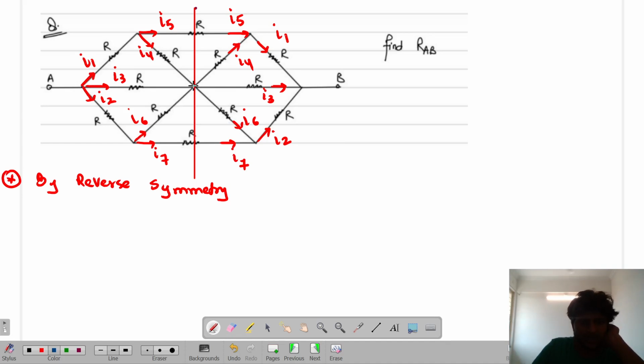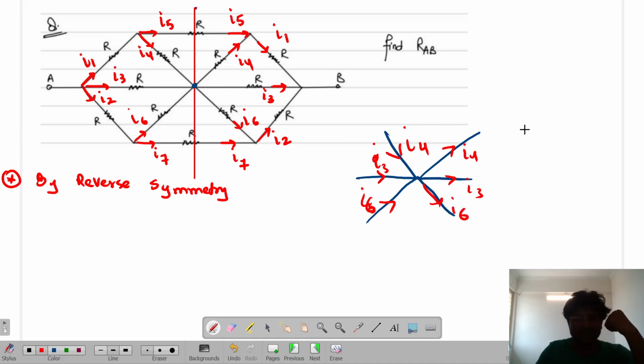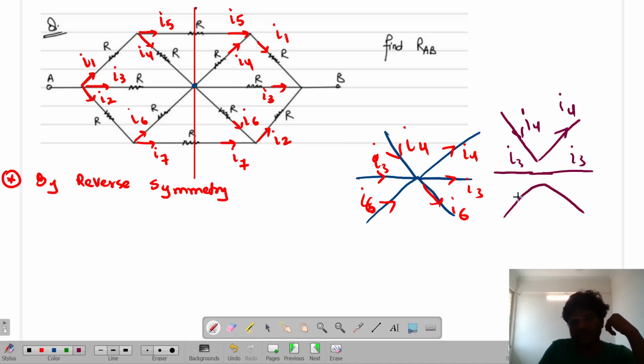The point is that here there should be no junction now. If I have this kind of junction, with current I4 here and I4 here, I3 here and I3 here, I6 here and I6 here, I have to connect the wires carrying the similar current: I4 with I4, I3 with I3, and I6 with I6.